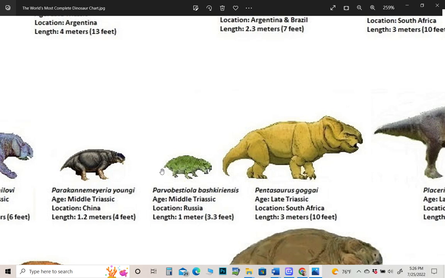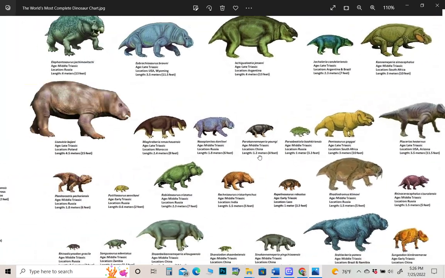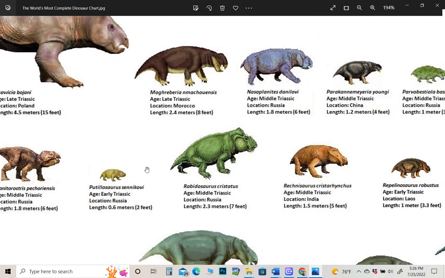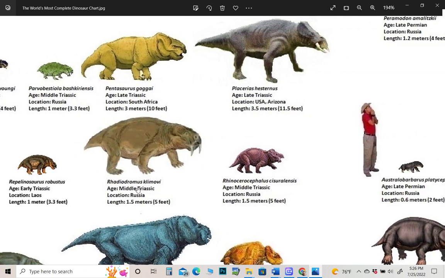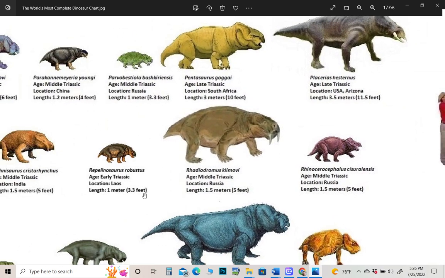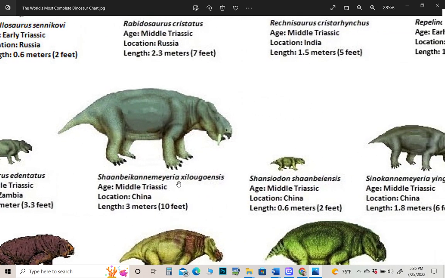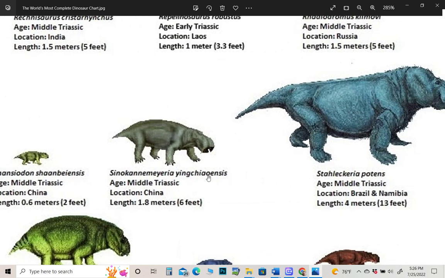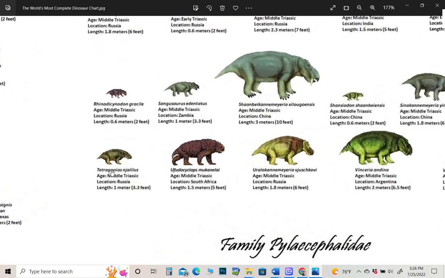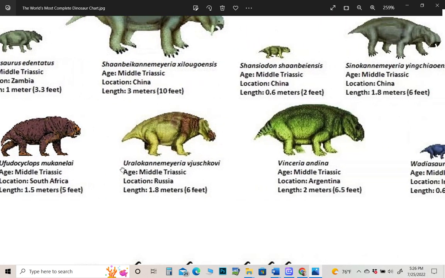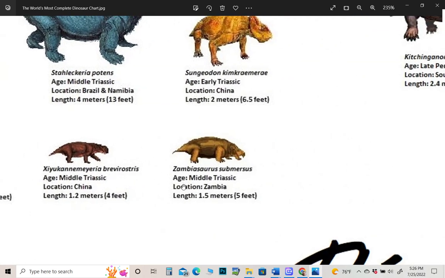Nasoplanetes, Paracanamaria, Parvobestiola, Pentasaurus, Placerias, Planetorostris, Putillosaurus, Rabidosaurus, Rucnosaurus, Rapilinosaurus, Radiodromius, Rhinocerocephalus, Rhinodicynodon, Sangusaurus, Shanbecanimaria, Shanciodon, Sonocanamaria, Stelacaria, Sungeodon, Tetragonius, Euphodocyclops, Uralocanamaria, Vinceria, Wadiosaurus, Zambiasaurus.